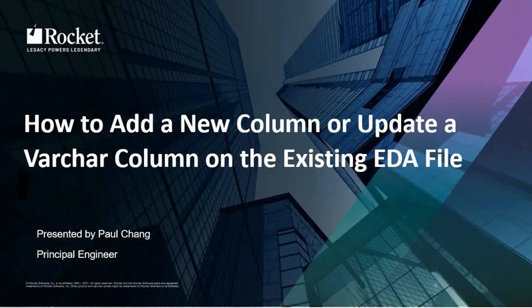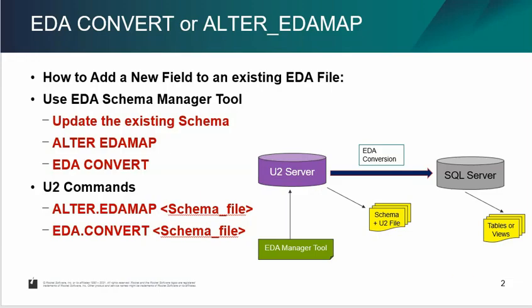Most EDA customers will have a situation where they'd like to add one or two additional columns to the existing EDA file. How can you do it? First, you have two ways to add the new columns. One is using the auto EDA map function, or using the EDA convert function.